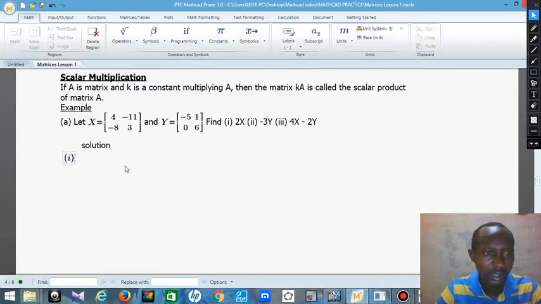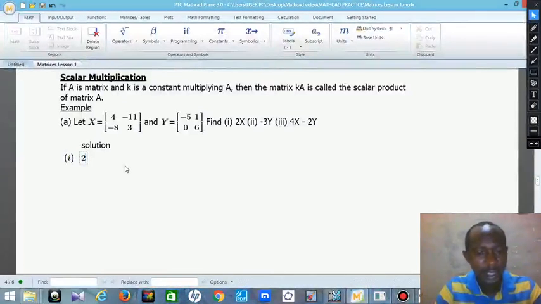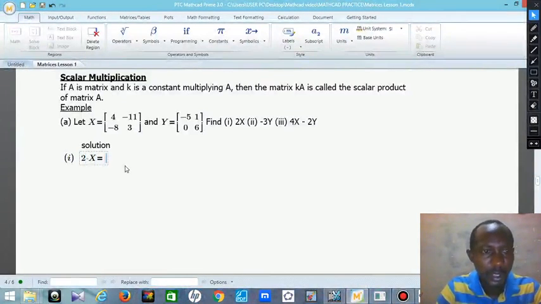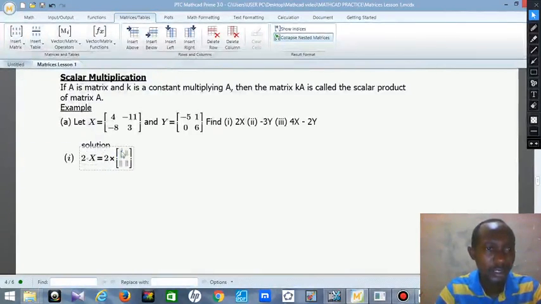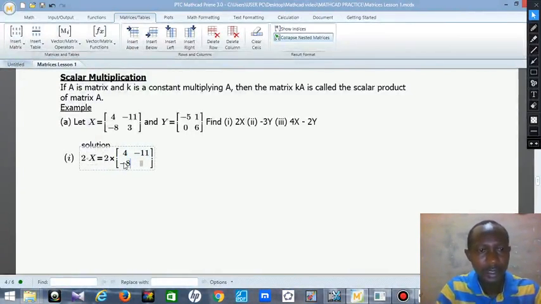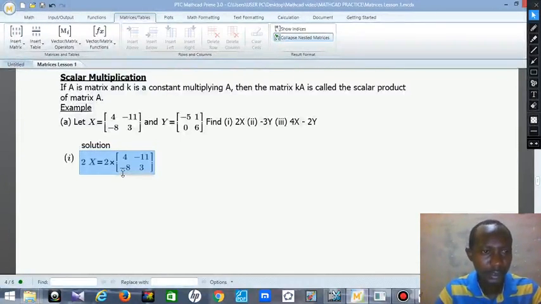I say we should find 2X. So 2X will now be equal to 2. Put the 2 down first. 2 is multiplying. So 2 times, you put your matrix. 2 times matrix X, which is 4, minus 1, 1, minus 8 and 3. So that is it. Let me position it well. Okay.